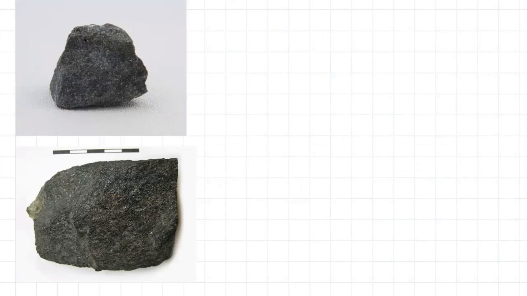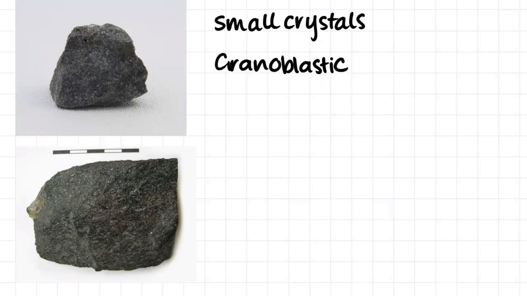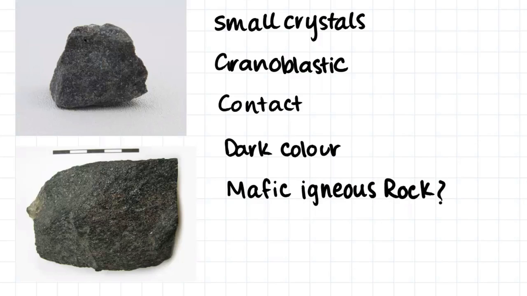Here we have two samples of the same rock. These two samples have quite small crystals. Both samples seem to be granoblastic. This, along with the lack of foliation, indicates that the rock formed through contact metamorphism. This metamorphic rock has a quite dark colouring, and this indicates that the rock was metamorphosed from a rock with quite dark colouring in the first place. Perhaps it was a mafic igneous rock which underwent contact metamorphism. In fact, these rocks are amphibolite. An amphibolite is formed through the contact metamorphism of basalt or gabbro.